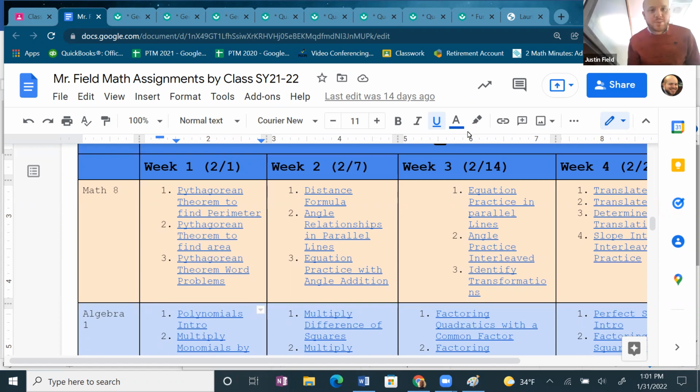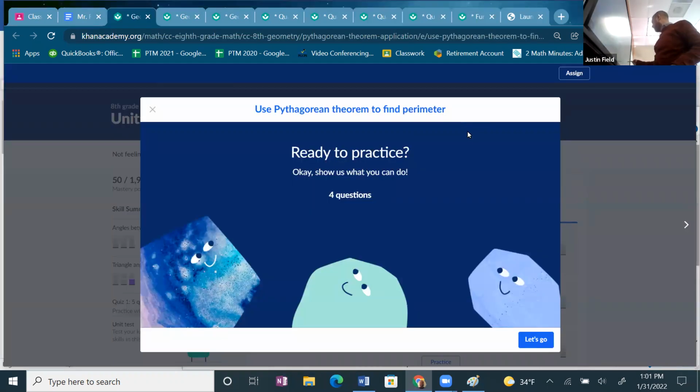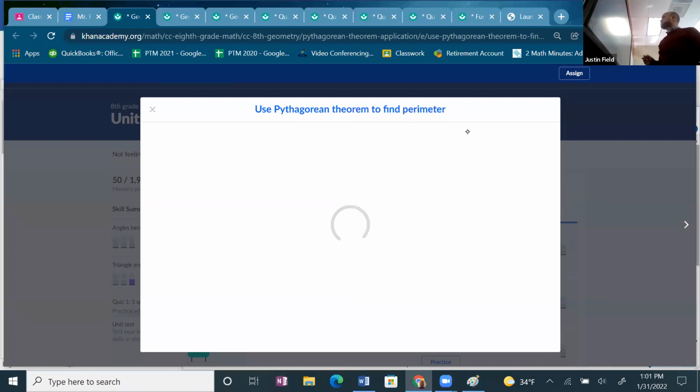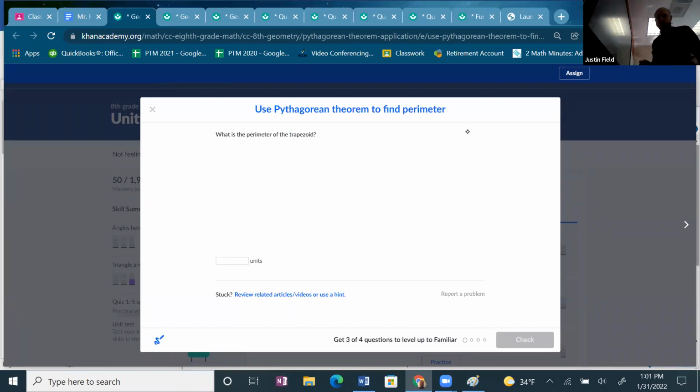We're going to do some Pythagorean theorem to find the perimeter, area, word problems. Okay, and so let's go. Finding the perimeter. Okay, so you know the Pythagorean.